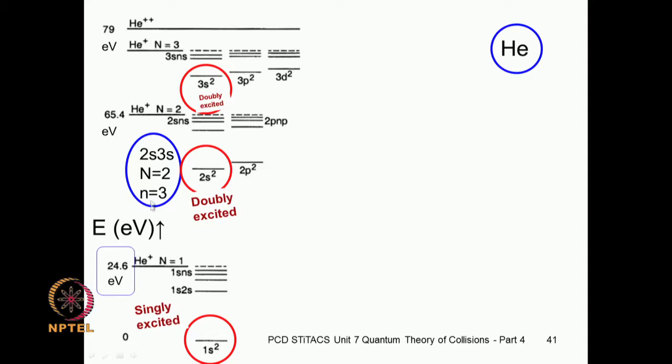So this is 24.6, this one is 64.6, 65.4, this is 79, okay? So these are the different thresholds for these limits.